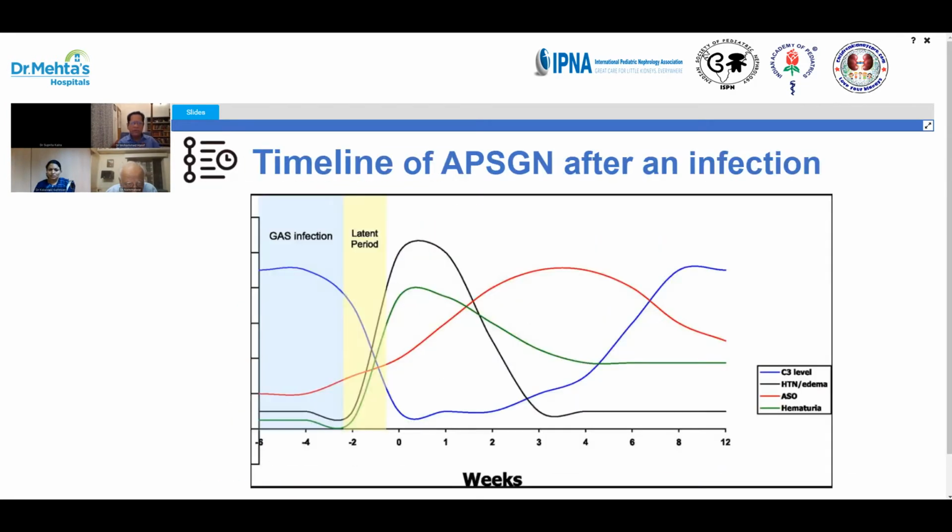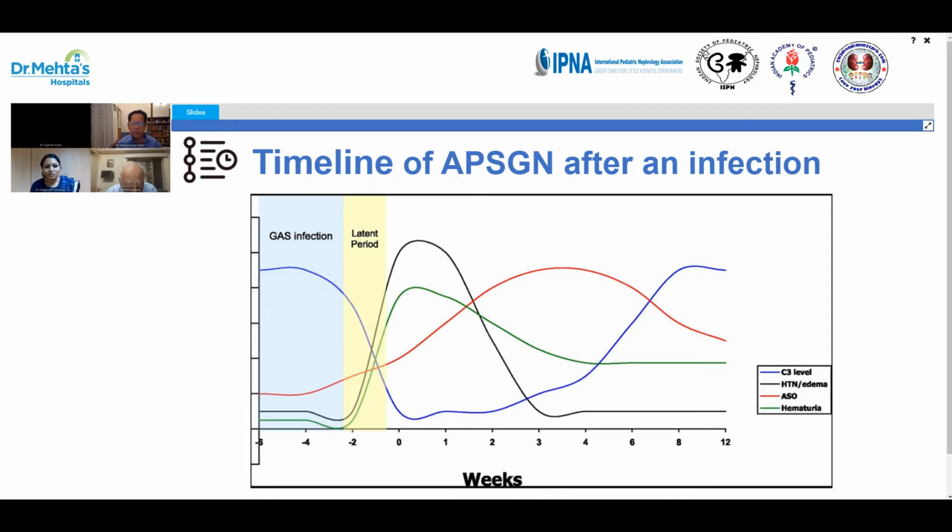Looking at the timeline of APSGN after infection, the C3 complement level starts lowering from the latent period, before the onset of the disease, and persists for about 2 to 6 weeks. Hypertension, which is one of the important clinical findings, should resolve within 2 weeks. But proteinuria may persist, and microhematuria persists for months and years, but macrohematuria usually resolves.